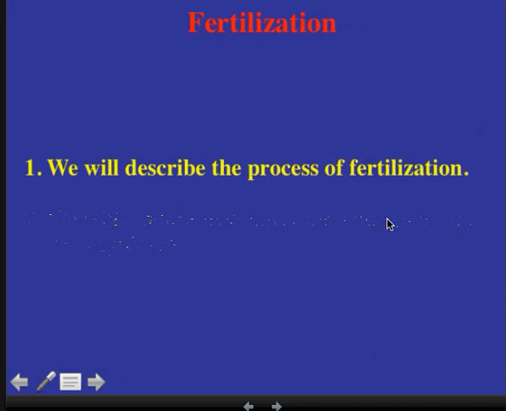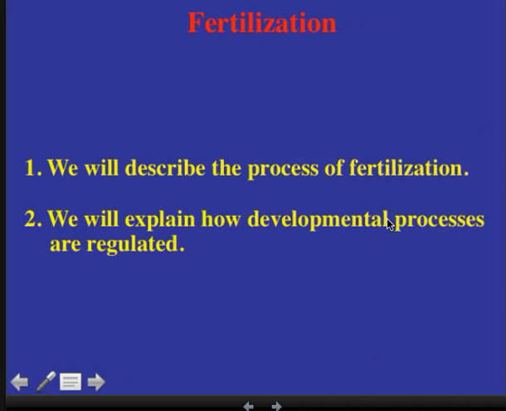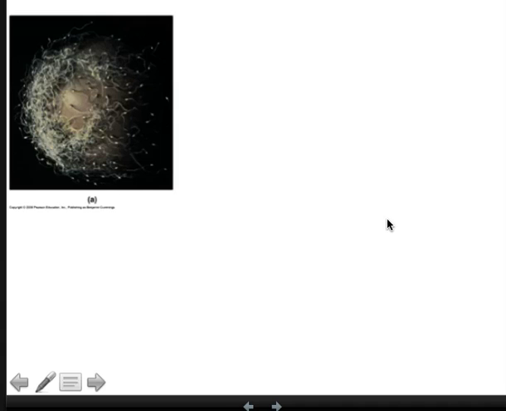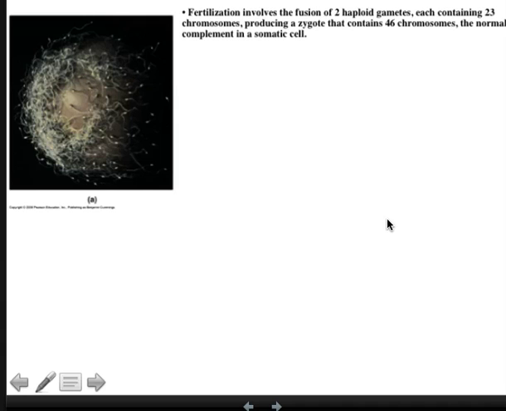So we'll describe the process of fertilization and we'll explain how developmental processes are regulated. There's our buddy the egg, and there's millions of sperm around him. You can see them all clustered. That's a real photograph. So fertilization is the fusion of the male and the female gamete that generates a zygote.